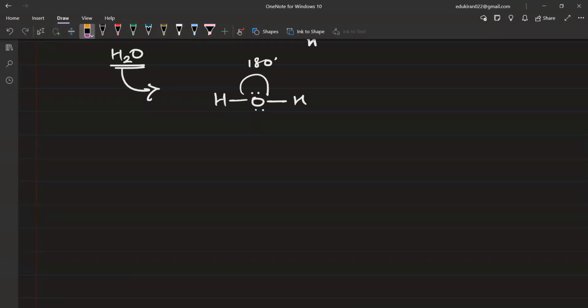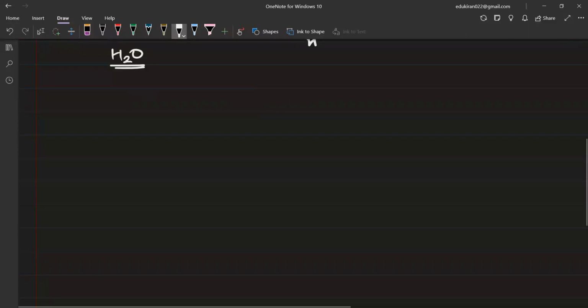Now we are going to understand whether this particular bond angle will be 180 degrees or not, according to the valence shell electrons. So if I look at the water molecule, it has an oxygen atom. What is the atomic number for oxygen, guys? What is the atomic number for oxygen?